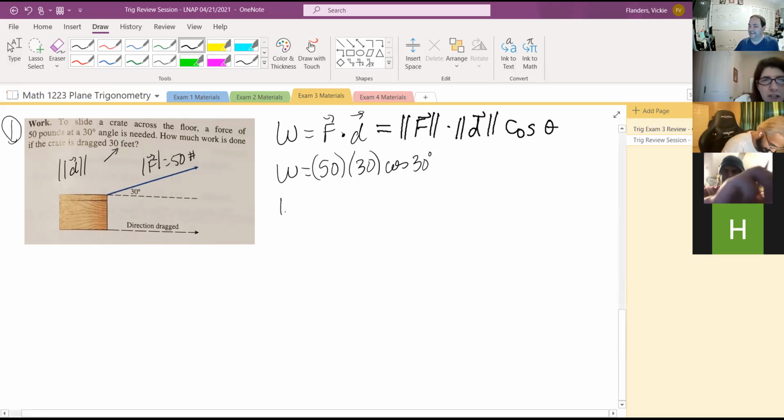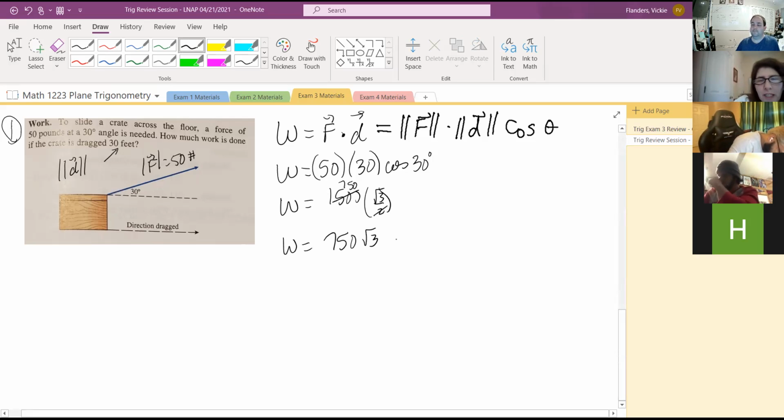W is 1500 cosine 30 degrees. And let me write out what cosine 30 degrees is. Cosine 30 degrees is what? Square root of 3 over 2. 2 goes into 1500, what, 750? 750. So my work is 750 square root of 3. And this is what? Foot pounds.